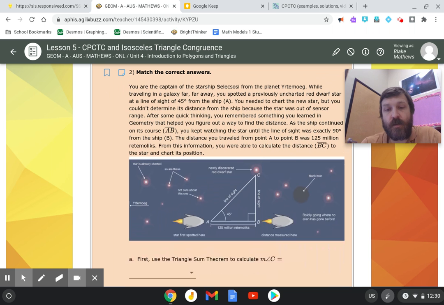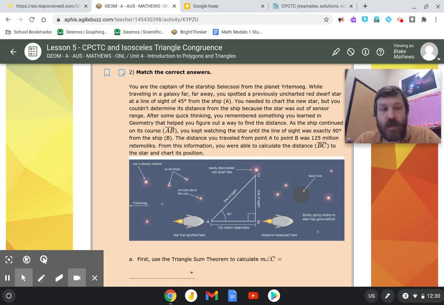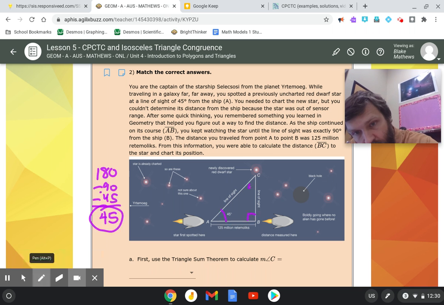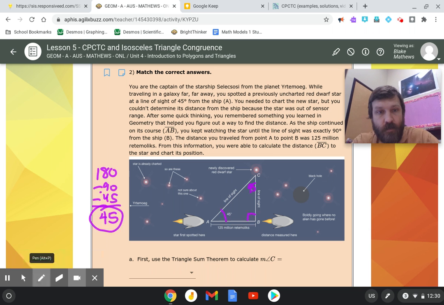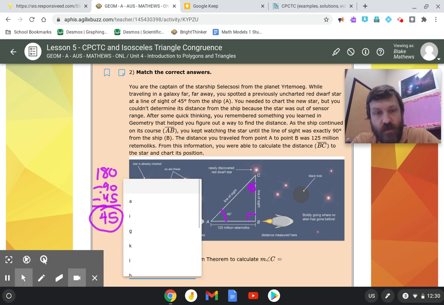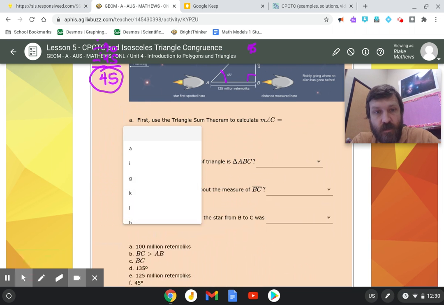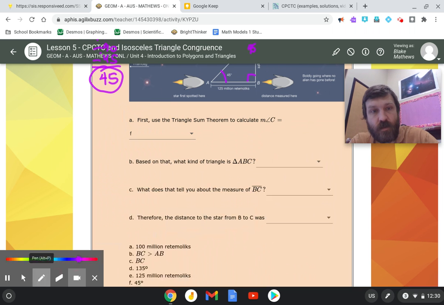First, use the triangle sum theorem to calculate angle C. Well, we know we have a 45-degree angle and a 90-degree angle. So if this is 45 and this is 90, and we do 180 minus 90 minus 45 to find the other angle, we get 45 as well. So that means this is also a 45-degree angle right there. All right. So we already know that answer, 45 degrees. So I'll just scroll down and find that. 45, there's F, 45 degrees. I'll also write the answer here, 45 degrees.